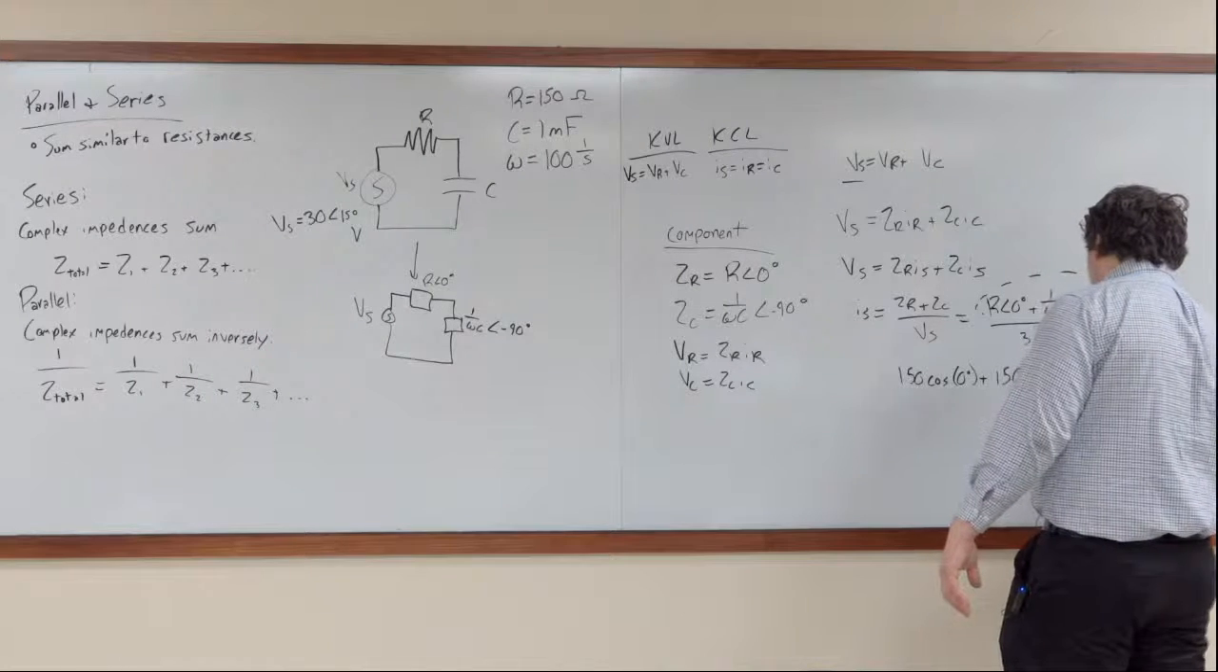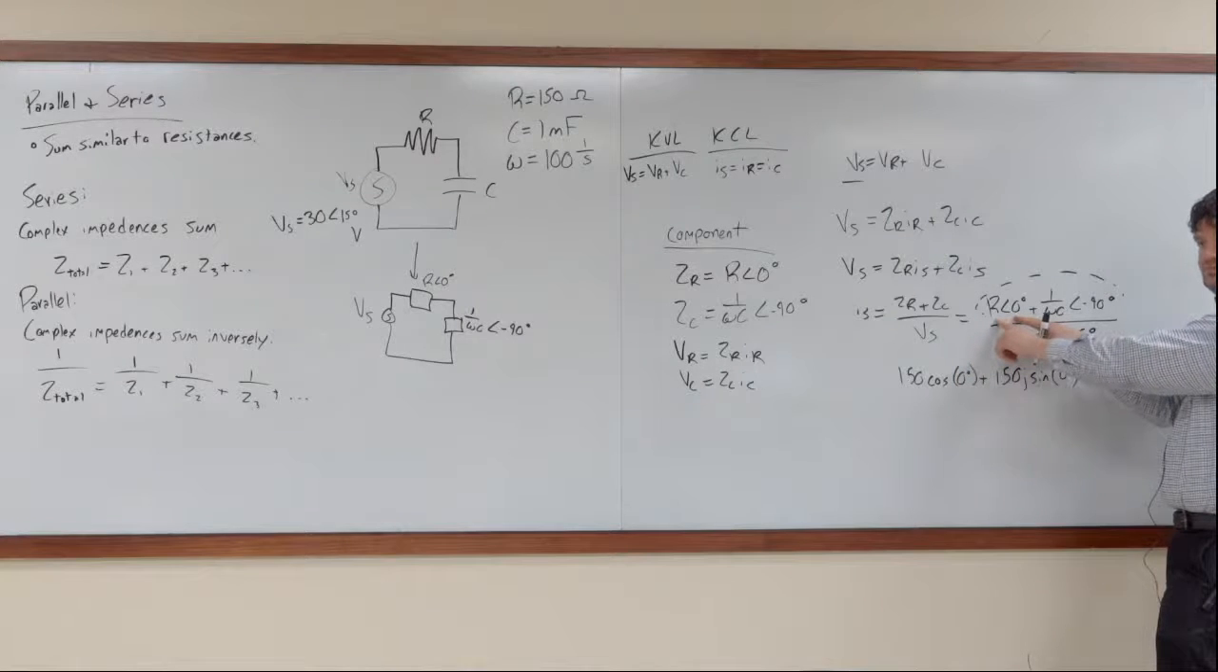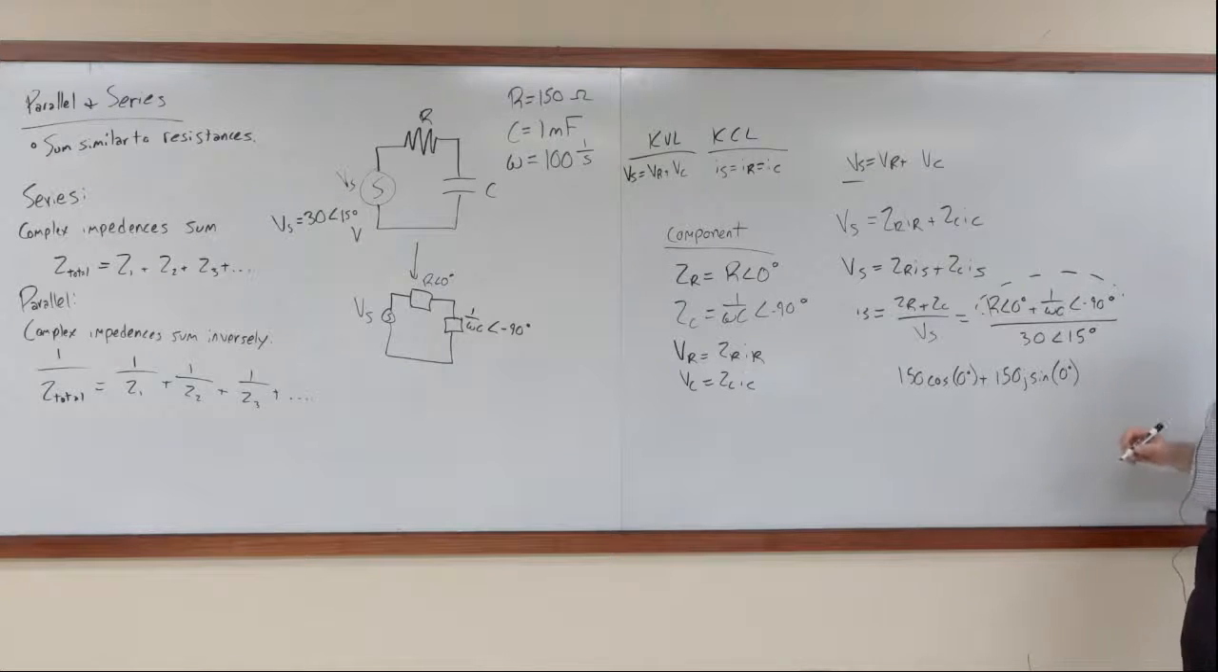Okay, so this becomes 150, because it's a 150 ohm resistor, times cosine 0 degrees plus 150 times j sine 0 degrees. Okay, that is this one component. Yes, yes, yes, that also works. Yes, I'm writing this out in a very stupid way, and there's no need for me to do that. If you want to simplify it because you already understand it, go for it, bro.